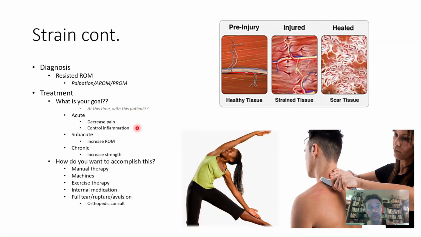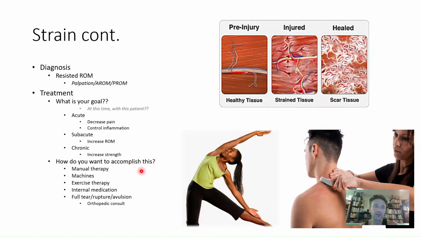Well, decreasing pain and controlling inflammation, there's a lot of ways to do that. You could do something like an ice or a pharmaceutical, or anything in between, right? When we get more to a subacute phase, increasing range of motion, I think stretching is a very, very easy thing to do. And then increasing strength, I would recommend resistance training. So that would be a very, very simple thing to do.